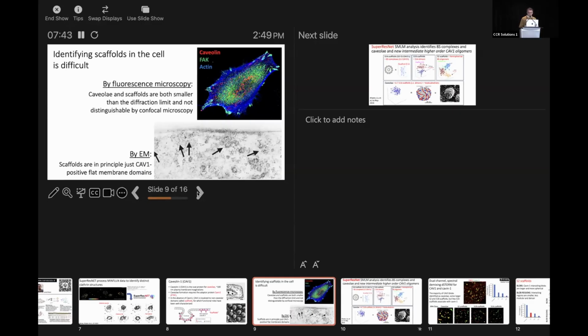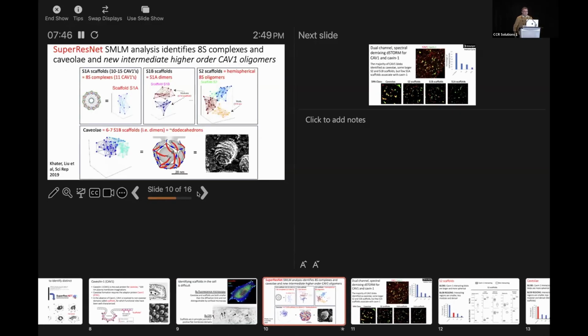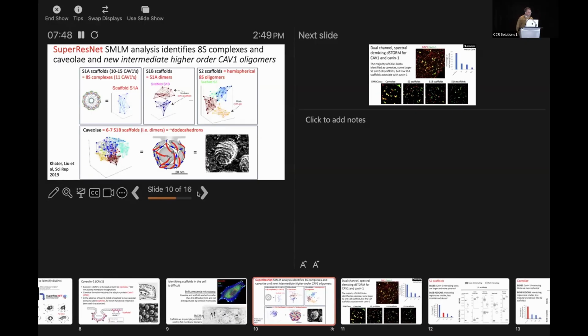And so we set up, and I'm not going to go into details, essentially a weakly supervised approach to identify caveolae, comparing cells that had caveolae and cavin to cells that didn't. And we identified essentially 4 structures in the plasma membrane of these cells. We identified structures that we called S1A scaffolds of 10 to 15 CAV1s. You can see it over there. And this really matches what's known. Cryo-EM recently defined an 8S complex, this really nice disc-like structure with a barrel, and we were able to identify this by single molecule.